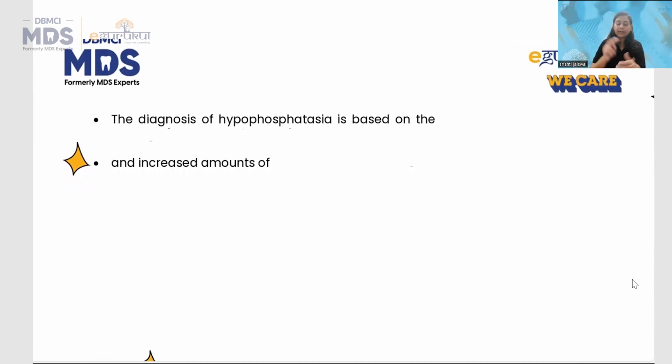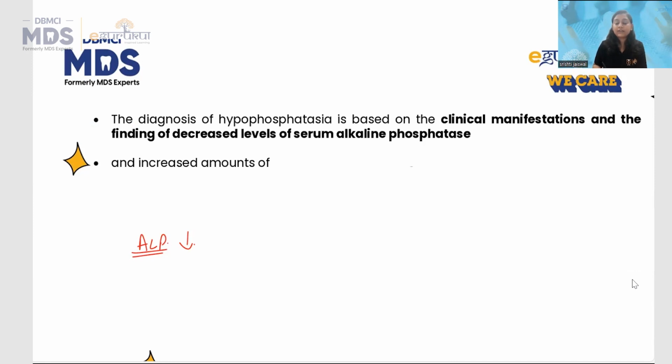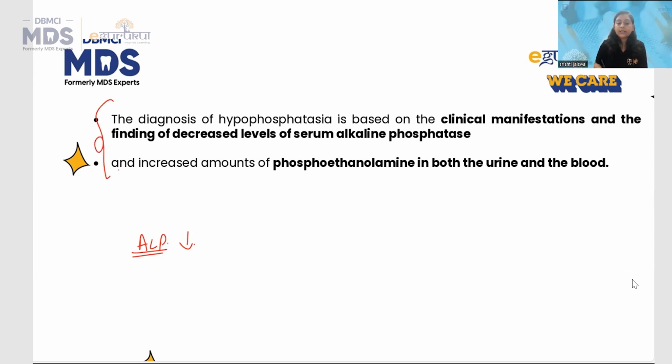Now, the diagnosis of hypophosphatasia is based on 2 things. One is the alkaline phosphatase level, which is reduced, and also the phosphoethanolamine. So, based on clinical manifestations and the findings of decreased level of serum alkaline phosphatase and increased amount of phosphoethanolamine in both urine and blood. Very important point. Sometimes you tend to forget phosphoethanolamine, and this plays a major role in the diagnosis. Okay, so do not forget this. With respect to your MCQ question, this is also important.